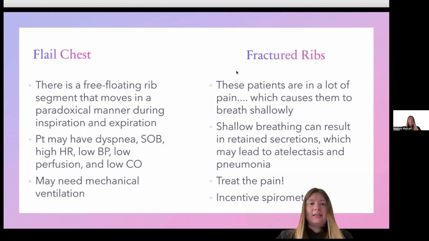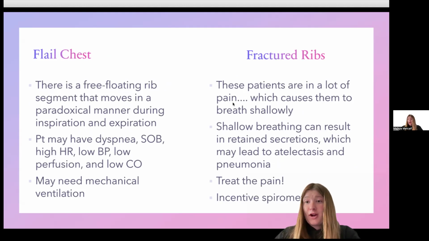In flail chest, the patient's going to have a free-floating rib segment, and it'll move in a paradoxical manner during inspiration and expiration. Our patient might have dyspnea, shortness of breath, high heart rates, low blood pressure, low perfusion, and low cardiac output. Patients with flail chest typically are going to need mechanical ventilation.